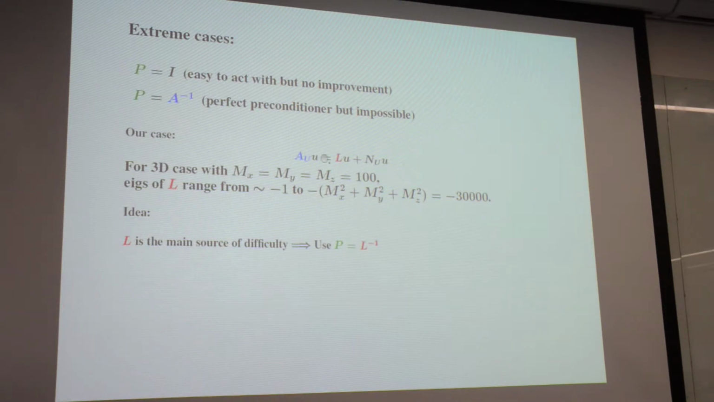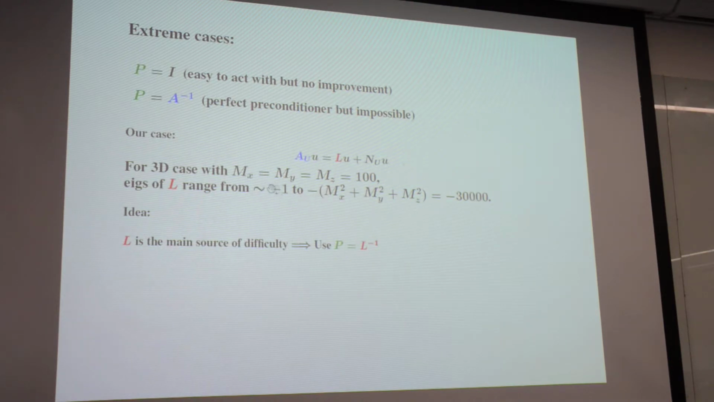So in the typical case that we're talking about, say a 3D case with 100 points in each direction, the eigenvalues of the Laplacian would go from 1 to minus 30,000, in that order. So that's a huge condition number right there. The smallest eigenvalue is 1, the biggest is 30,000.